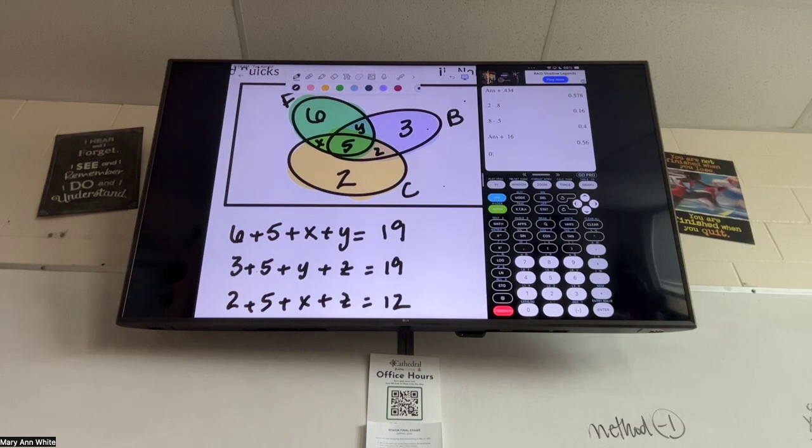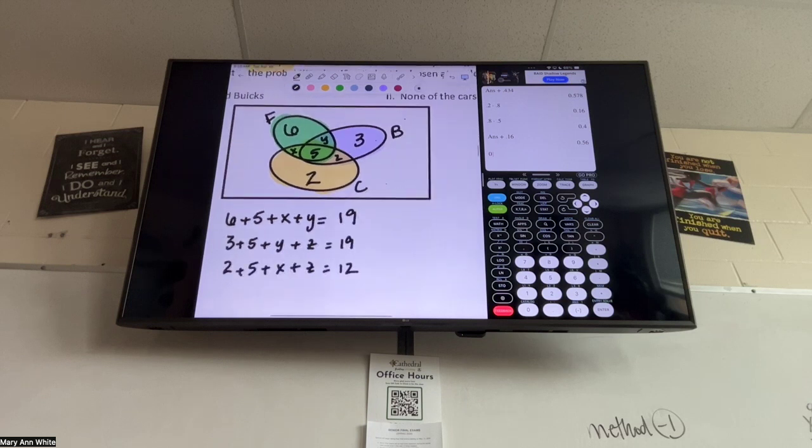Okay, before we do anything, let's simplify those equations. So the first one, I can combine 6 and 5 to be 11. So now I've got X plus Y equals, what's 19 minus 11? 8. I wanted to move all my constants to one side. I minus 11 from 19, I got 8. Similar idea for the next one. 3 plus 5 plus Y plus Z equals 19. Well, we can add 3 and 5 together, and that equals 8. So we'll minus that from both sides. So now I've got Y plus Z equals 11.